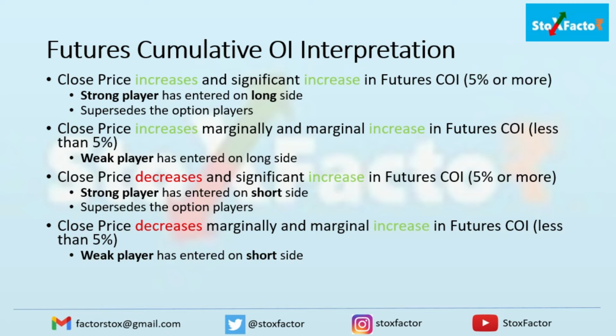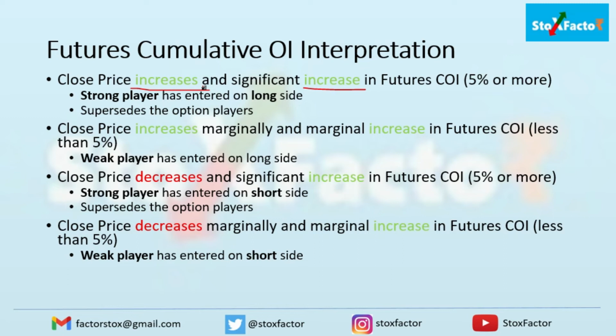As you can see, the first use case is that the close price increases and there is a significant increase in futures OI. And we are talking about the cumulative open interest, right? There is a significant increase and the close price also increases by 5% or more. Right now we are talking about, suppose, the close price increasing by more than 5% or 10%, say a 10% increase in the close price, and you see a significant long buildup in the futures position, that is 5% or more.